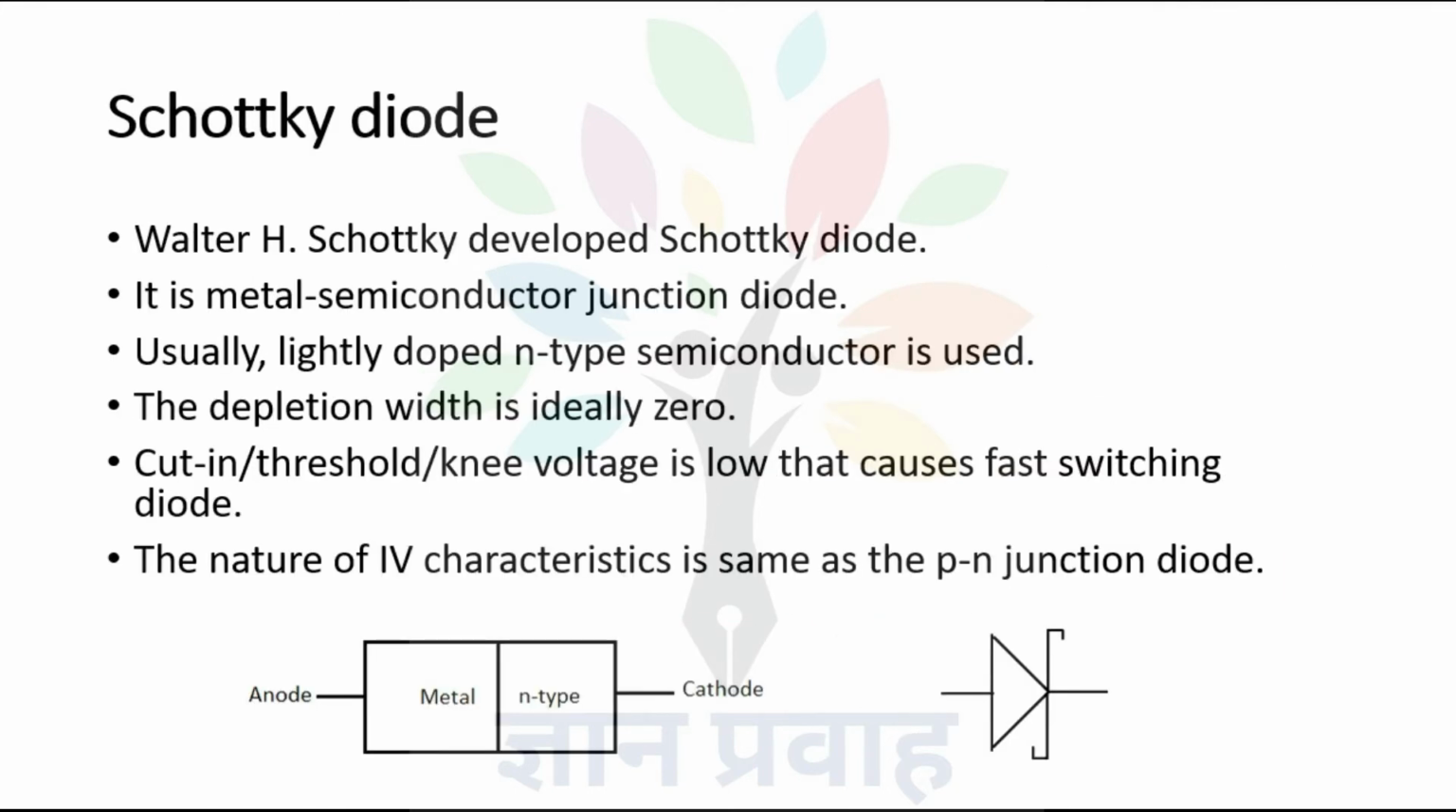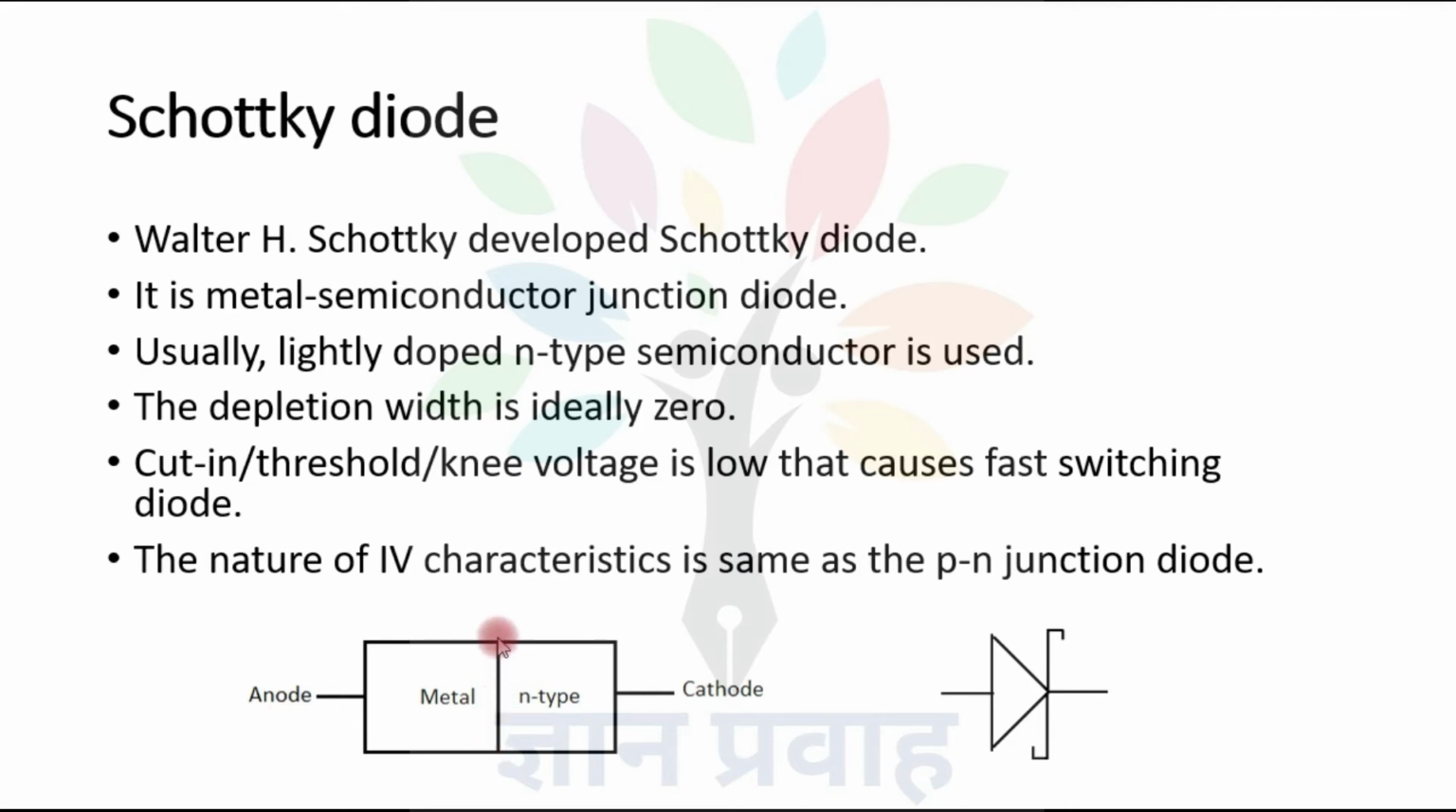The next semiconductor diode is the Schottky diode. Schottky diode was developed by Walter H. Schottky. In the Schottky diode, we are using a metal layer in place of p-type material, so a metal layer and lightly doped n-type material. It means the depletion region width is very narrow, or ideally it is 0.